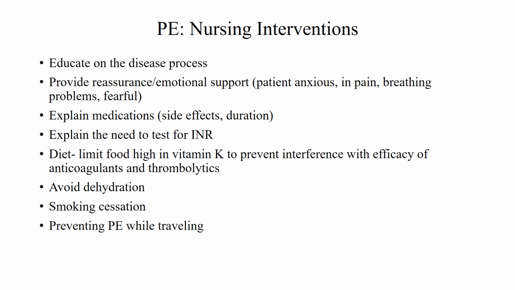We should explain medications to patients, such as the side effects and how long they need to take these medications. We need to explain to them the need to test for INR. We need to explain that they should limit foods that are high in vitamin K, such as green leafy vegetables, because it may interfere with the efficacy of anticoagulants and thrombolytics.